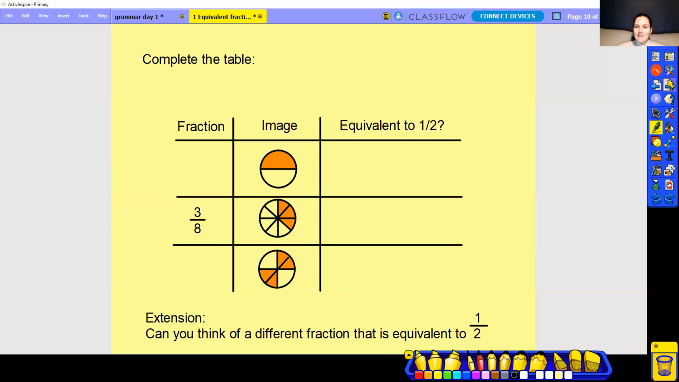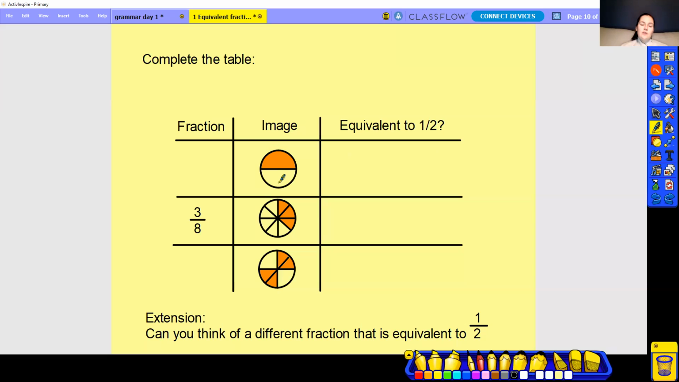Okay, so now I want you to have a go at completing this table. It has a fraction and an image, and it wants you to find whether or not that fraction is equivalent to a half. So I would like you to pause this video and have a go at filling this in. Okay, let's go through it.